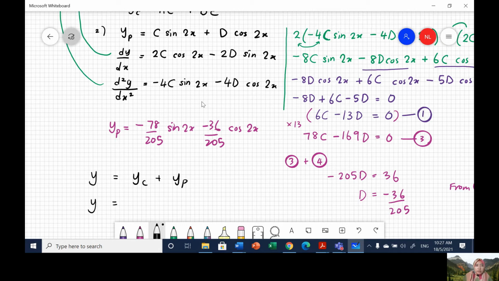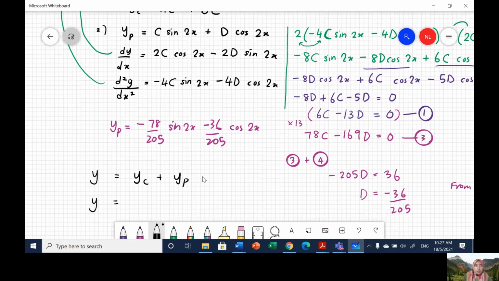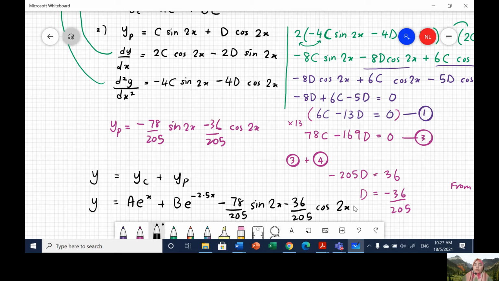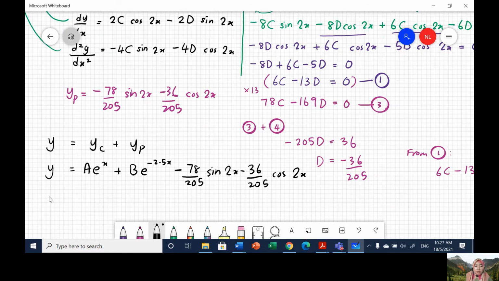So y, with our yc as Ae^x plus Be^(-2.5x), plus yp. Then you need to rationalize the sine. So this is the final answer.